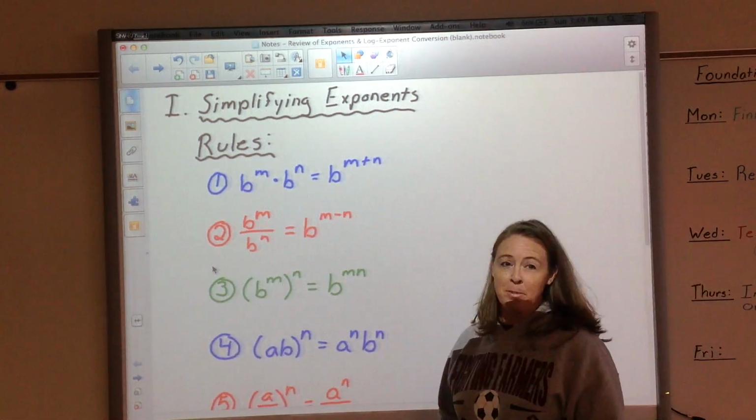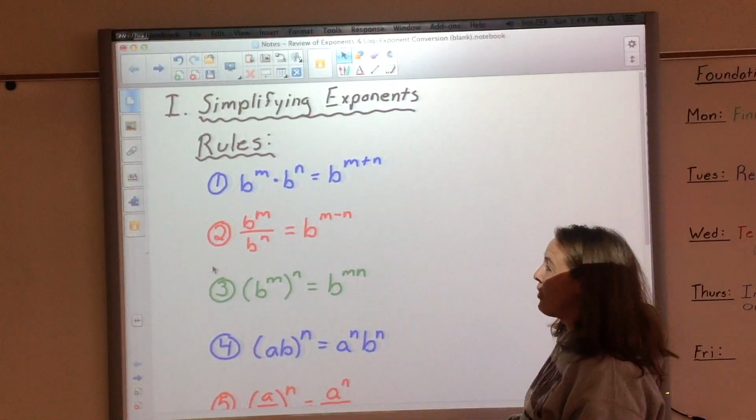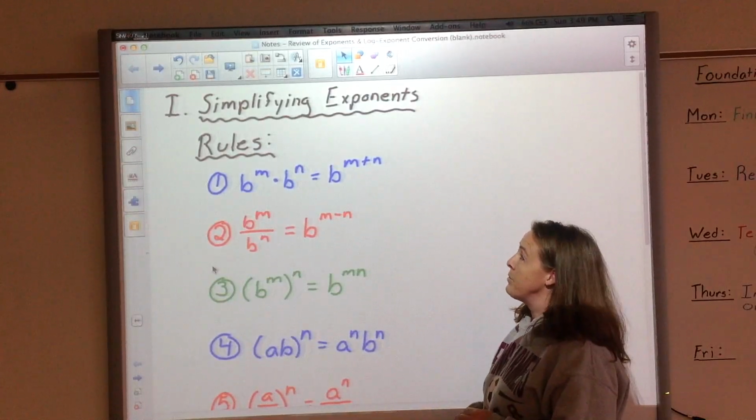Today we're going to talk about simplifying exponents and log exponent conversion. So we have our 7 rules for simplifying exponents.